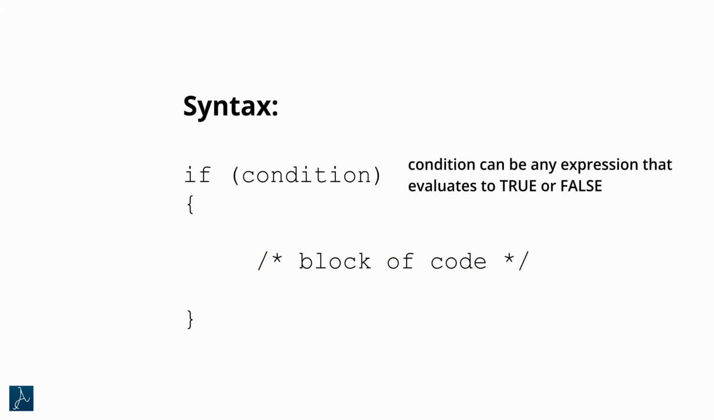During execution, when the program encounters if keyword, the condition enclosed within round bracket is evaluated. If the condition evaluates to true, block of code enclosed within curly braces will be executed and control will be transferred to the line of code immediately after closing curly braces.